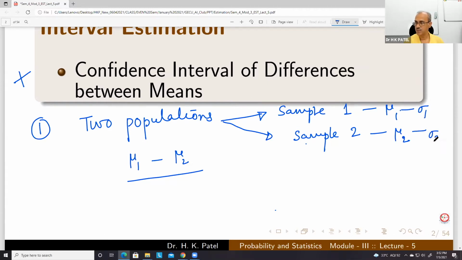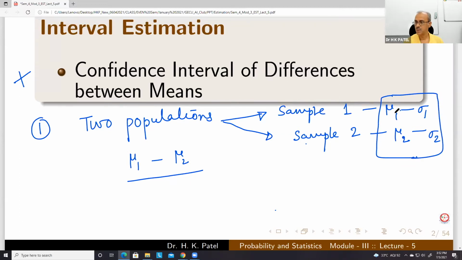Sigma 1 and sigma 2 are the standard deviations of the population. These are population parameters, not sample statistics. Mu1, sigma 1, mu2, sigma 2 are parameters of the population. Population 1 has mean mu1 and standard deviation sigma 1, and population 2 has mean mu2 and standard deviation sigma 2. We don't know mu1 and mu2, and therefore we want to find a confidence interval for mu1 minus mu2. But in this case, we know the two standard deviations. So this is one case.